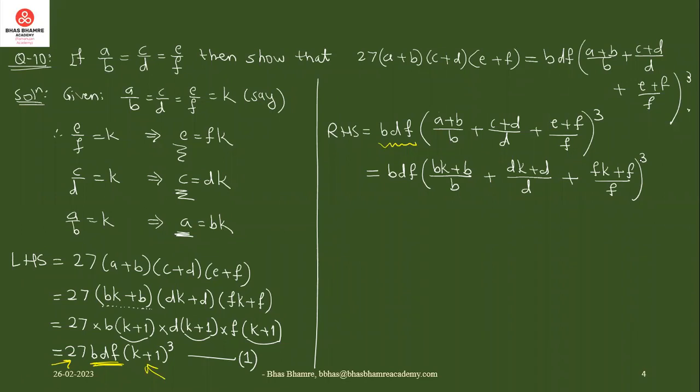Then what can we do? PDF remains as it is. Yes, I left the gap because I want you to think. We take B common from the first term in the bracket, then D common from the second term, and then F common from the third term, and the whole bracket cube remains the same.